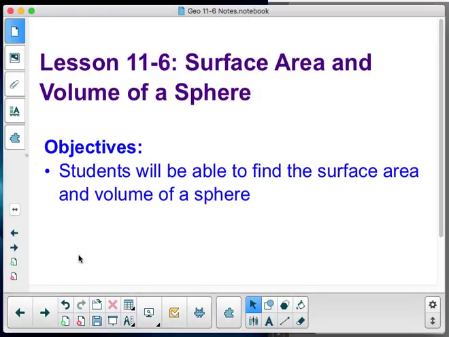Okay, this is 11.6, surface area and volume of spheres. The objective: students will be able to find the surface area and volume of a sphere. We are going to break these notes up into 3 parts: surface area, then volume, and then solving for the radius.